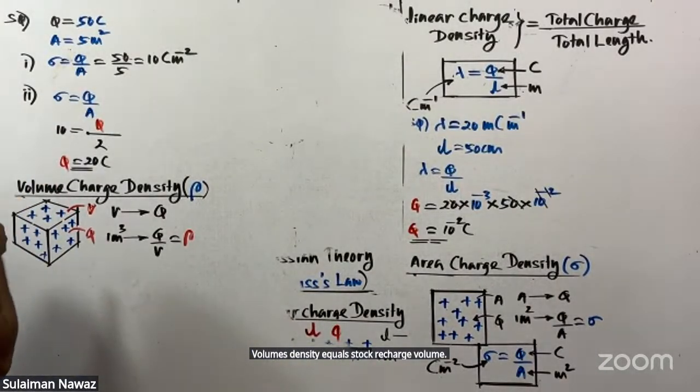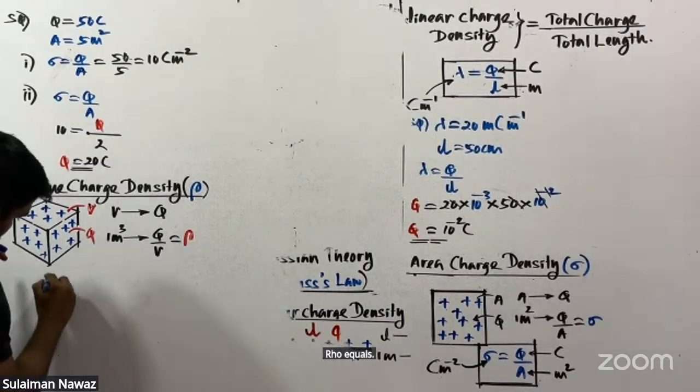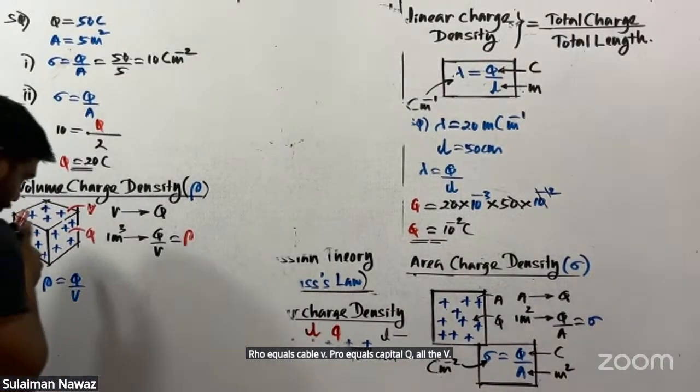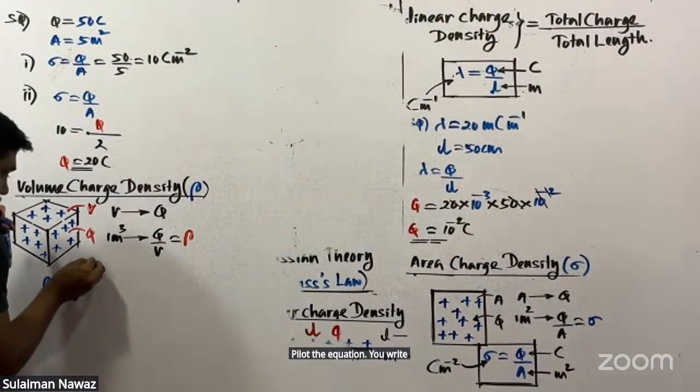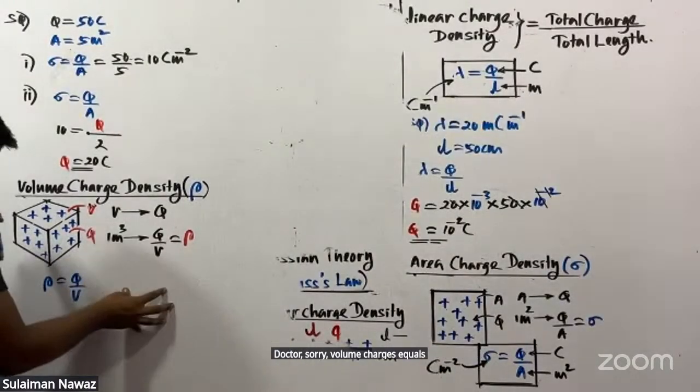Rho equals capital Q over V. Highlight the equation. You write down in words also: volume charge density equals total charge over total volume.